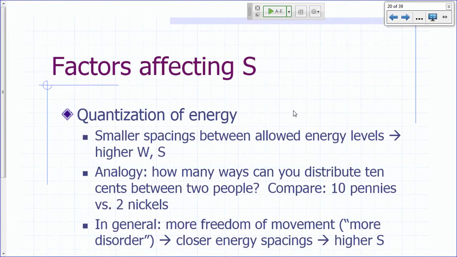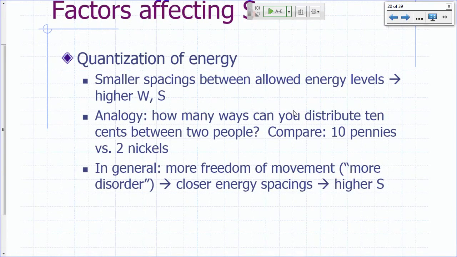Now, the other factor is quantization of energy. You've learned in Chem 105 that energy is quantized, right? Atoms and molecules can only have certain allowed energies. They're not going to just have any amount of energy. There's restrictions on how much they can have. It's like saying, for our analogy now, we're going to be picky. Michelle and Jessica are picky. They're only going to accept pennies.